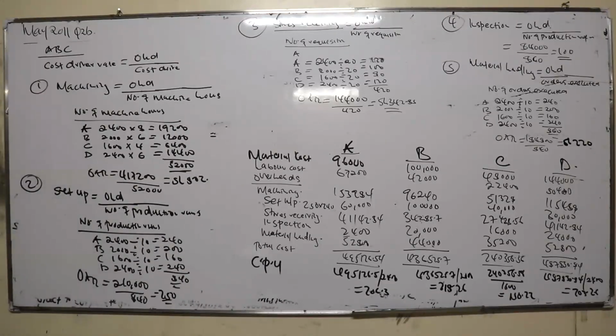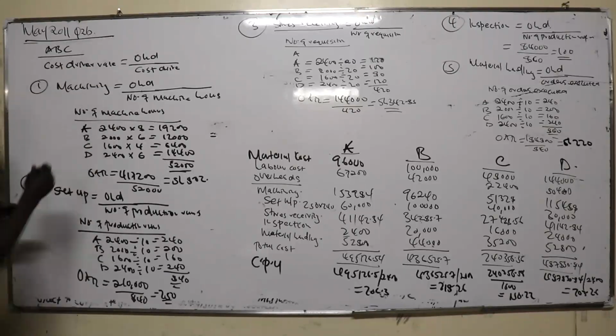So that is how we absorb overhead based on the activity-based costing. Any question? This is the 2011 question.